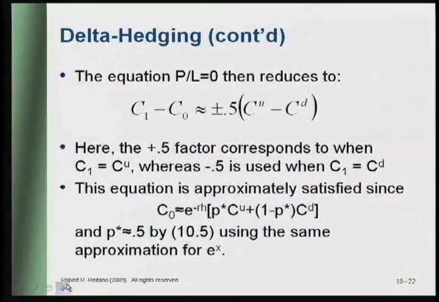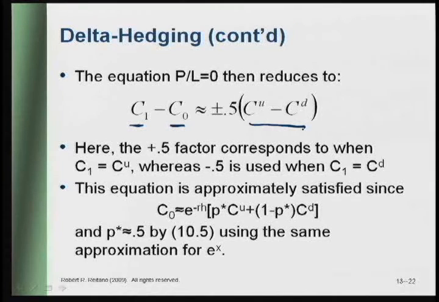And if we implement that approximation, the P&L being 0 equation transforms to this, namely, when the difference between the end of day call price and the beginning of day call price is approximately half the difference between the up and the down call prices on our binomial lattice. The plus factor corresponds to when C1 is equal to CU, and the minus corresponds to when C1 is equal to the CD value. So when is this equation satisfied?